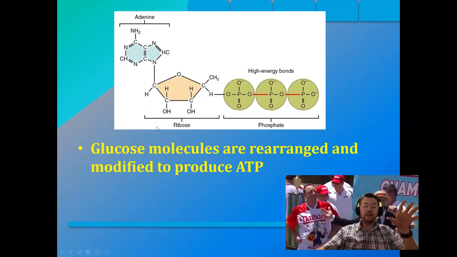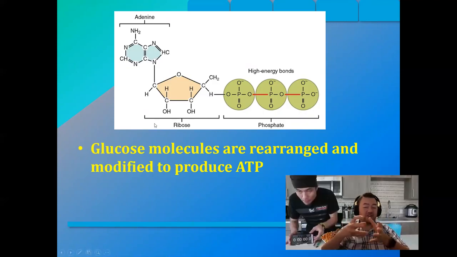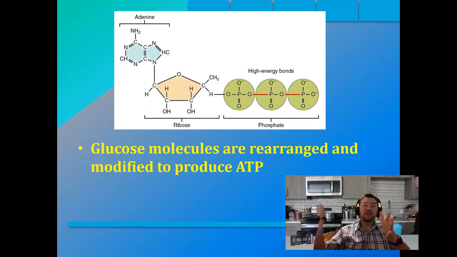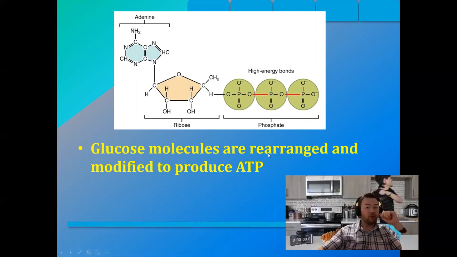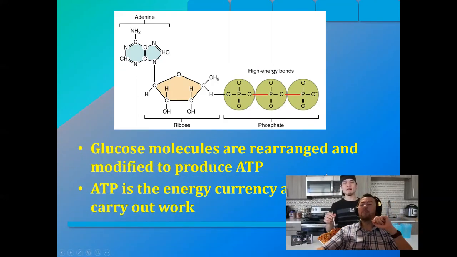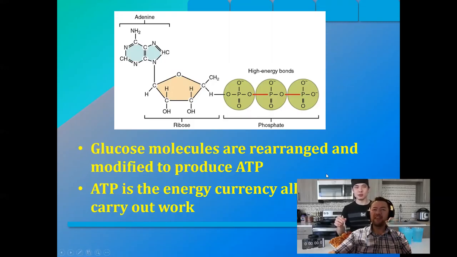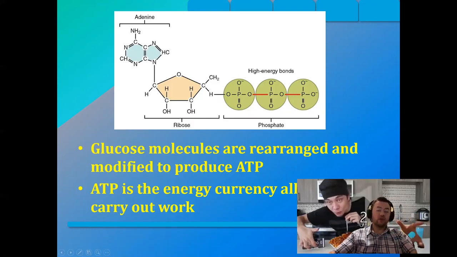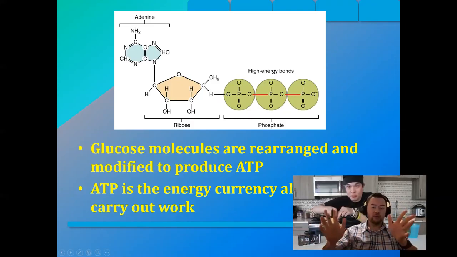We take the glucose and we take the energy on the inside and we use that to make this molecule ATP. Glucose is extremely important for us. Now, it's not the only thing that we use, but it's the main thing that we use. Now, this ATP, it's pretty darn important. It's what we use to power all of our chemical reactions.